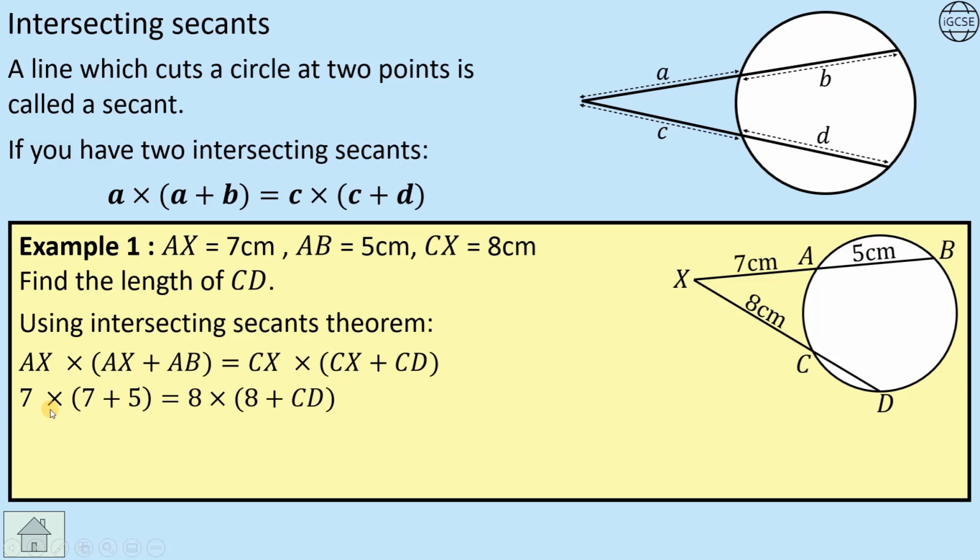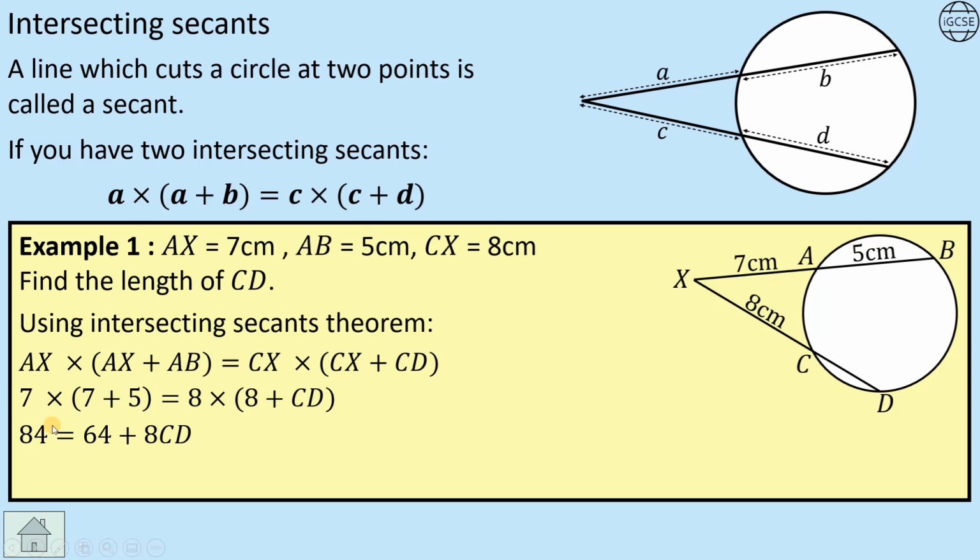So you've got 7 times 7 plus 5, so that's 7 times 12. And then we've got 8 multiplied by 8 plus CD. We've got a slightly different situation on the right hand side than on the left hand side, but it should be okay because we're going to deal with the left first. So 7 times 12 is going to give us 84. And then over here we're going to do 8 times both of these two. That's going to give us 64 for this bit, and all we can write for this bit is 8CD. Now you could label it and give it a letter, but we're going to stick with CD for this example.